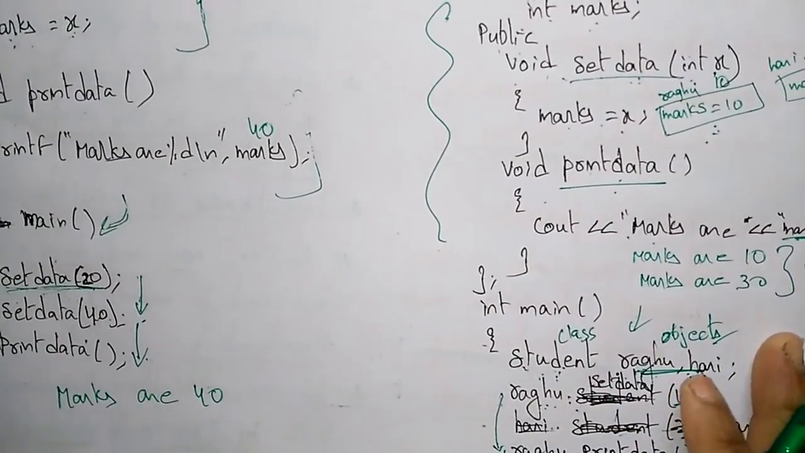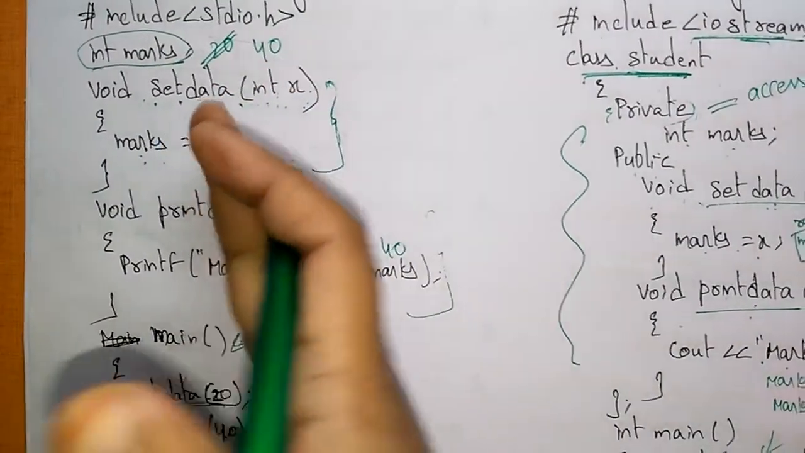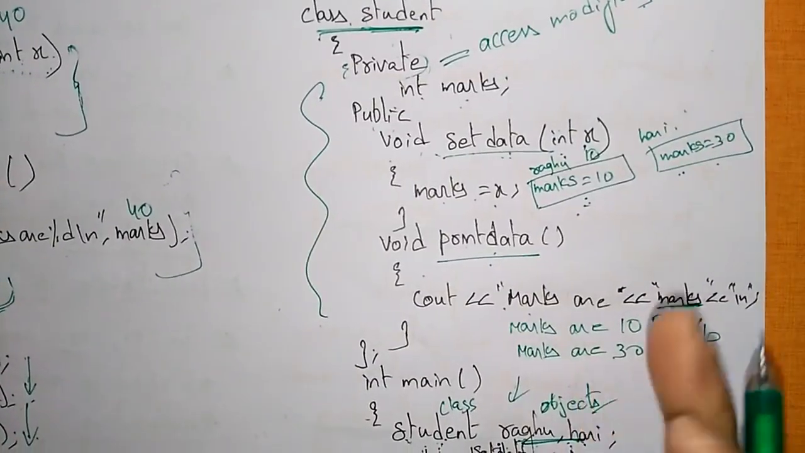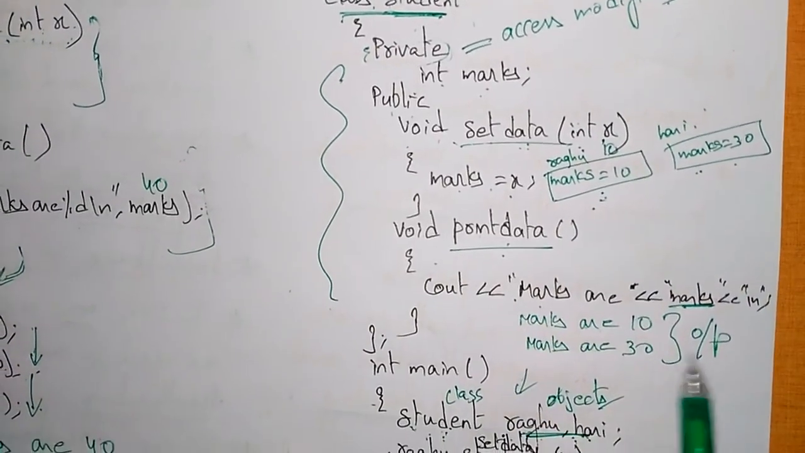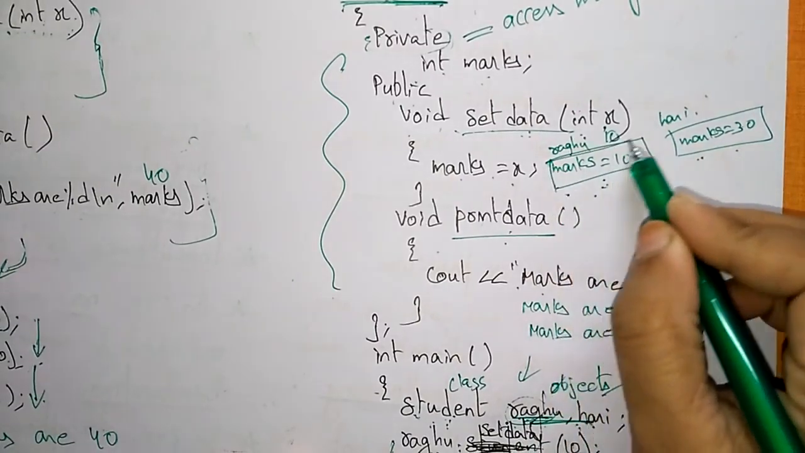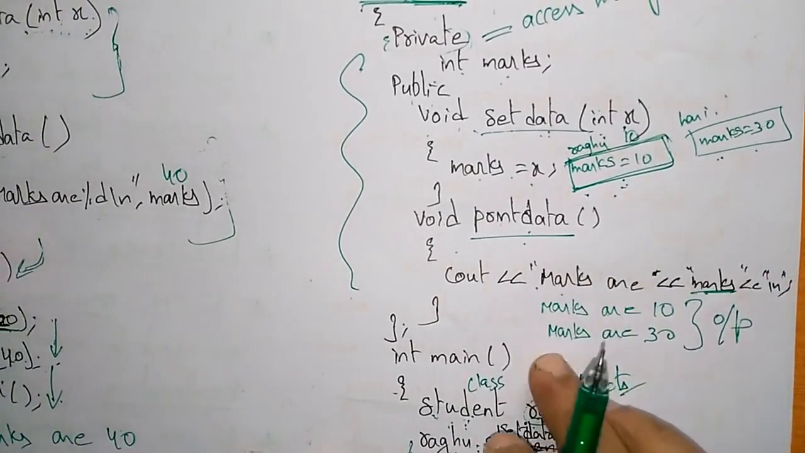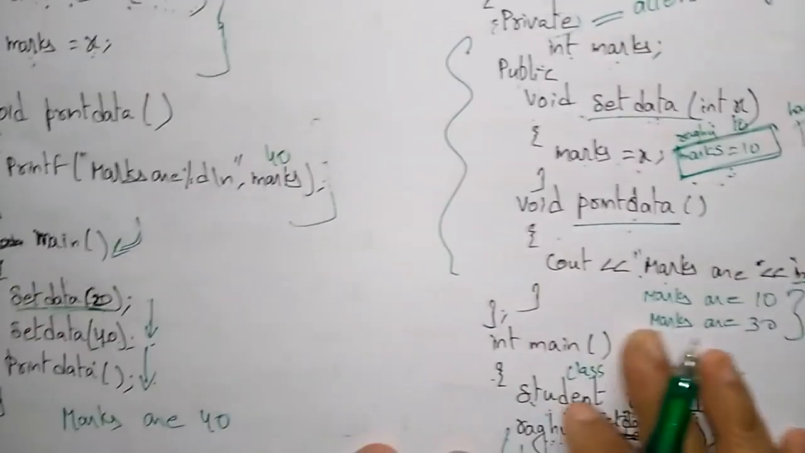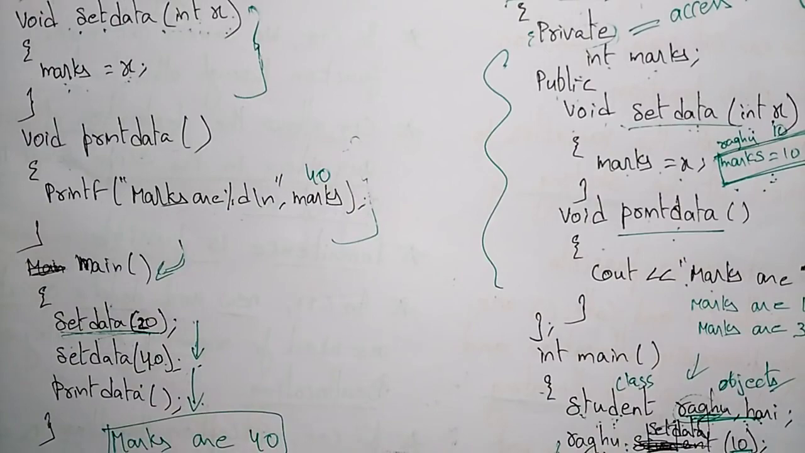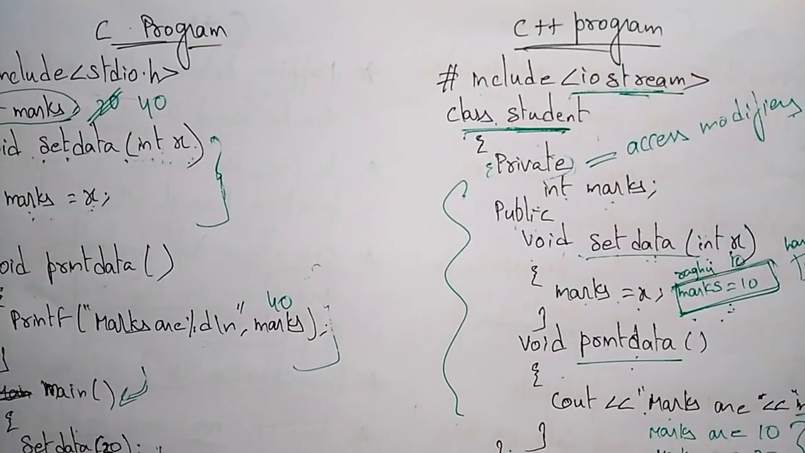So see here the difference. Whereas in C program, it overrides the previous values and executes the current value. Okay. Whereas in C++ program, with the help of the object, based on the object's calling, a memory is allocated to that object and that particular value is stored regarding that object. Okay, so here you will get the output as marks are 10 and marks are 30, whereas in C you will get only one student's marks printed. It overrides the previous student marks. So this is the main difference between the C and C++ program. Thank you.